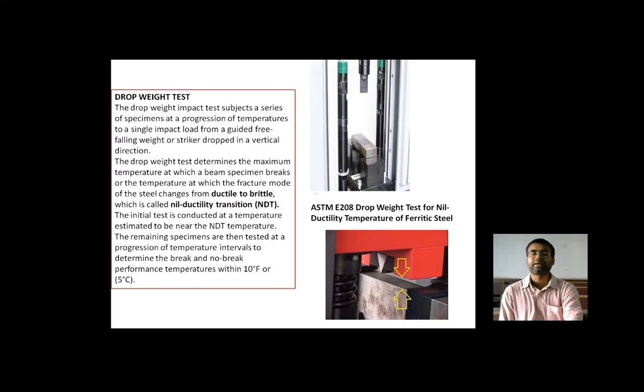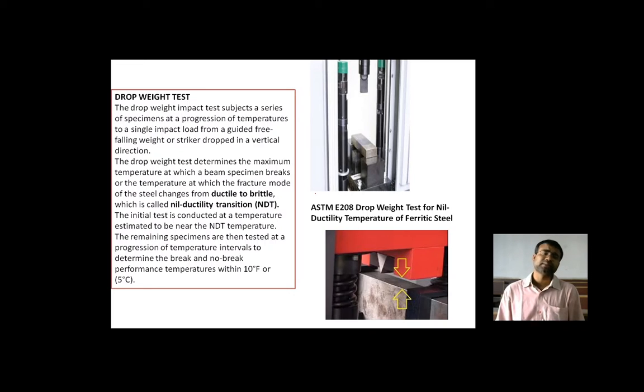And this drop weight test is also known as another kind of impact test, which subjects a series of specimens at a progression of temperatures to a simple impact load from a guided free falling weight or a striker dropped in a vertical direction. So that is showing in the figure. It is another kind of direct impact test which is showing the particular behavior.